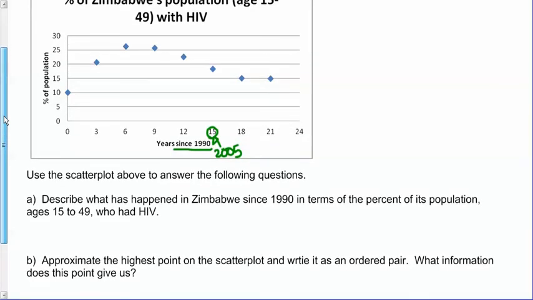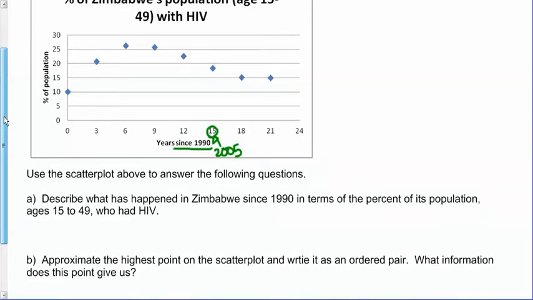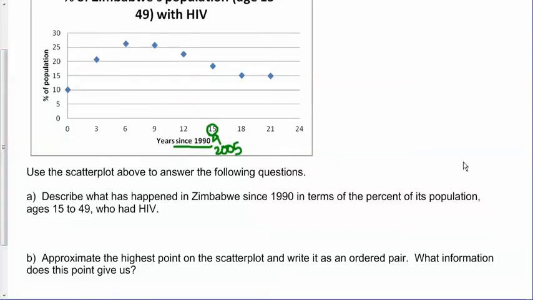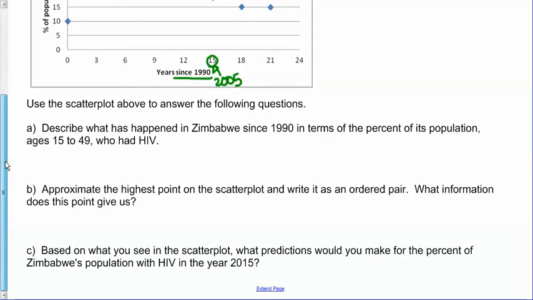Then they're going to ask us to approximate the highest point on the scatter plot and write it as an ordered pair. And once we write it as an ordered pair, we're going to think about what information that point gives us. And then finally, in part C, based on what you see in the scatter plot, what predictions would you make for the percent of Zimbabwe's population with HIV in the year 2015?